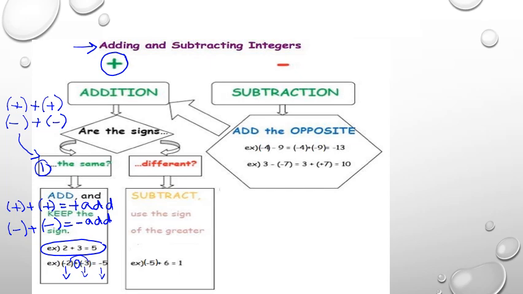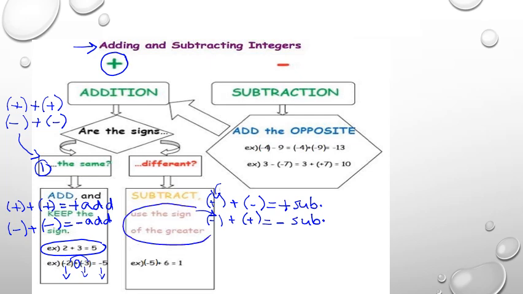The second case, if we are adding a positive number to a negative number or a negative number to a positive number, in these cases, we look for the sign of the greatest number. If the greatest number is positive, the result is positive and we subtract. If the greatest number is negative, the sign is negative and also we subtract. So we use the sign of the greatest number.